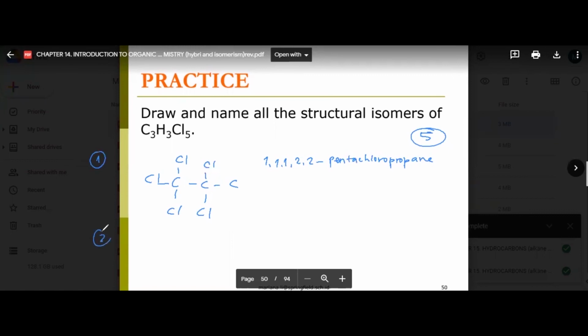Okay, next, for the second isomer, still 3 Cl on the first C. I can move one Cl from the second C to the third C. Since it is Cl, it cannot be the longest chain, so it is okay for us to put Cl at the end of the chain. I move it here. So the name would be 1,1,1,2,3-pentachloropropane.